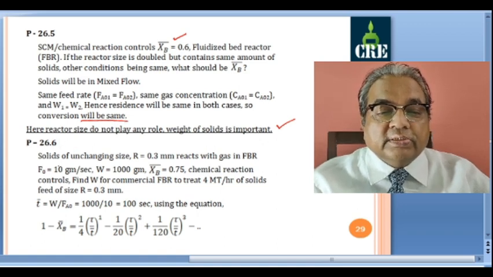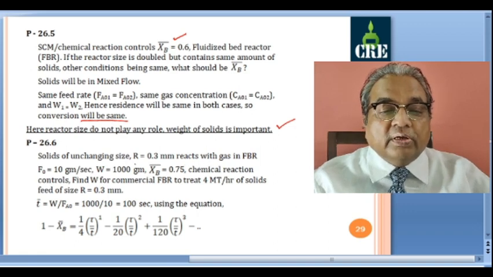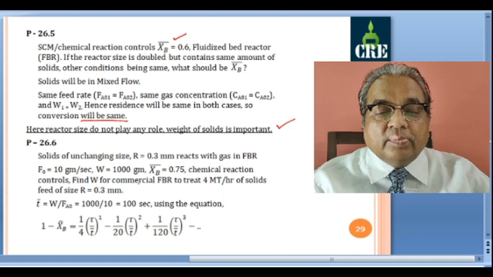Next, problem 26.6. Here solids of unchanging size, R equal to 0.3 millimeter, react with gas in a fluidized bed reactor. Feed rate F0 is 10 gram per second, weight of solids W is 1000 grams, and X_B bar is 0.75, that is 75% mean value of conversion. Chemical reaction controls. We have to find W, the weight of solids in a commercial fluidized bed reactor to treat 4 metric tons per hour. So we are going to treat a huge amount of solids of the same size, 0.3 millimeter.